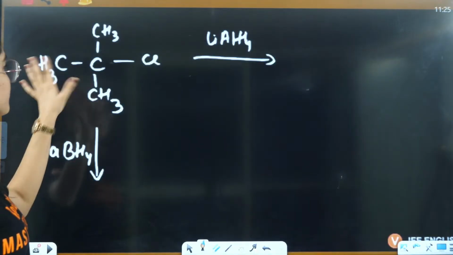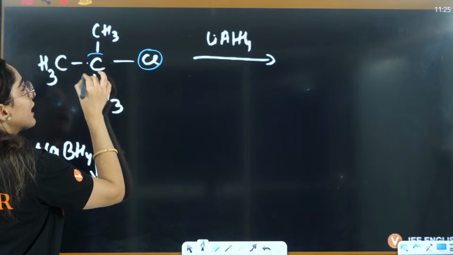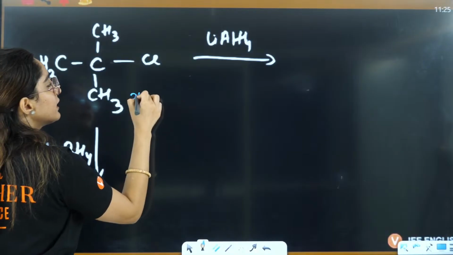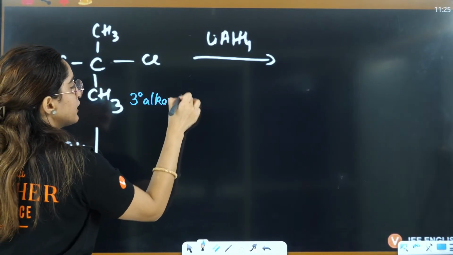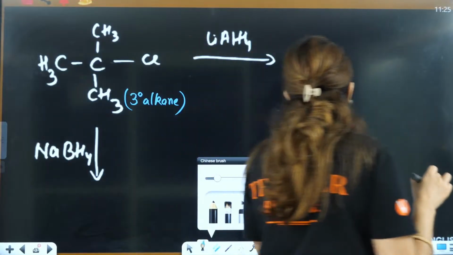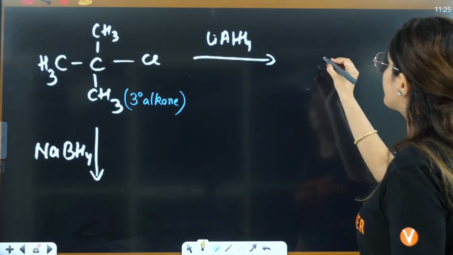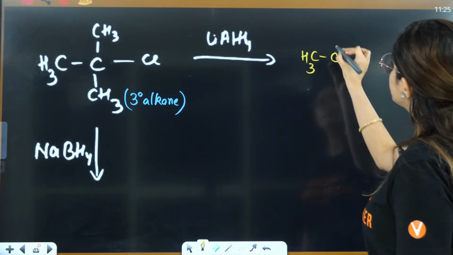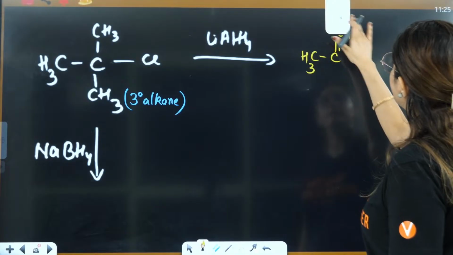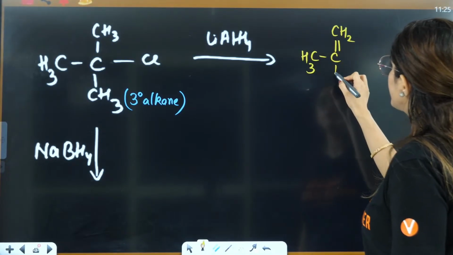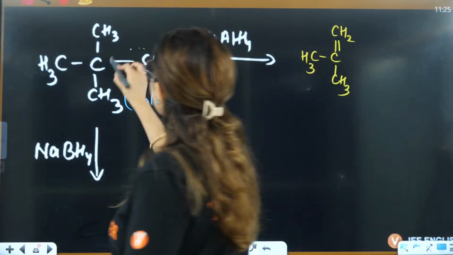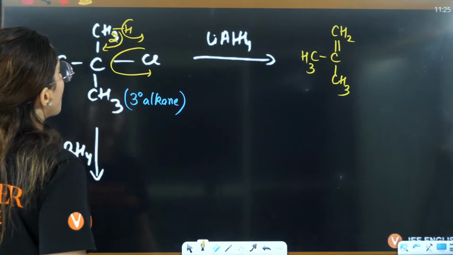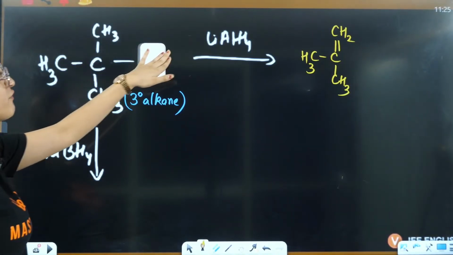So example is here: this chlorine is attached to that carbon which is further attached to 3 more carbons. So that means this is a 3 degree alkyl halide. In a 3 degree alkyl halide, with LiAlH4 you have the formation of alkene. That means HCl will be eliminated here and you will have the formation of an alkene. How? This Cl from here, let's say here you have H, so this will be eliminated. This bond will shift here and hence you will have the formation of alkene.